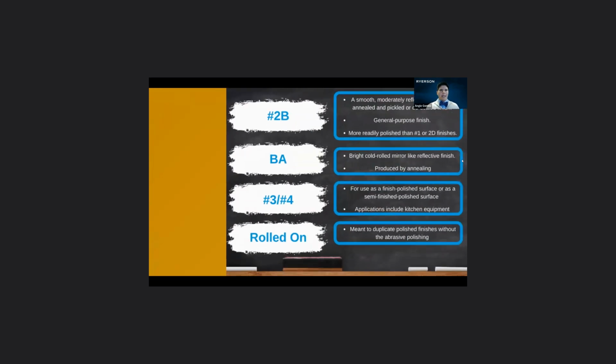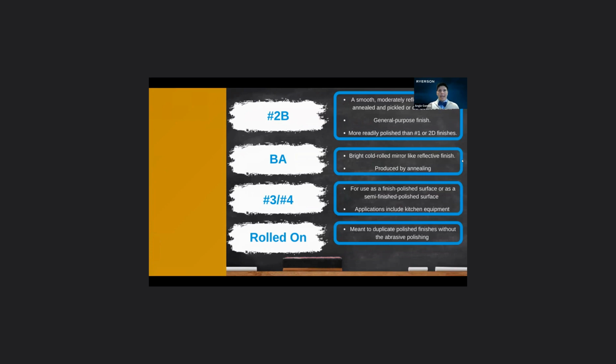The next finish is probably the most commonly used and found finish of stainless steel. I'm sure most of you have seen it, even if you've never worked with it. It's the 2B finish. This is a cold roll finish, slightly reflective, perfect for most general purpose applications that don't need any kind of reflective properties.